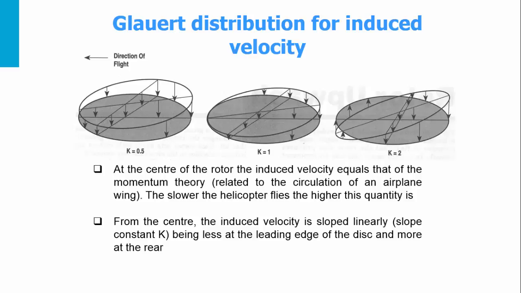Next, the K factor varies for the induced power calculation with the velocity of the forward flight. In high forward speed flight, we have a K of 2, while in a low speed flight, we have a K of 0.5. And the non-uniform induced distribution, we showed that it involves also the upwash in front of the wing.